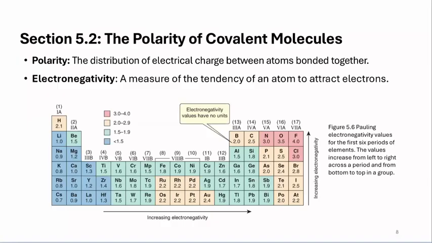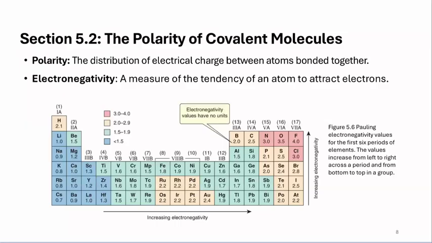In this video, we're going to go over the concept of bond polarity. Polarity is defined as the distribution of electrical charge between two atoms that are bonded together. When it comes to polarity, we must link it to electronegativity, which we observed before is a trend in the periodic table. To remind you, electronegativity is a measure of the tendency of an atom to attract electrons.